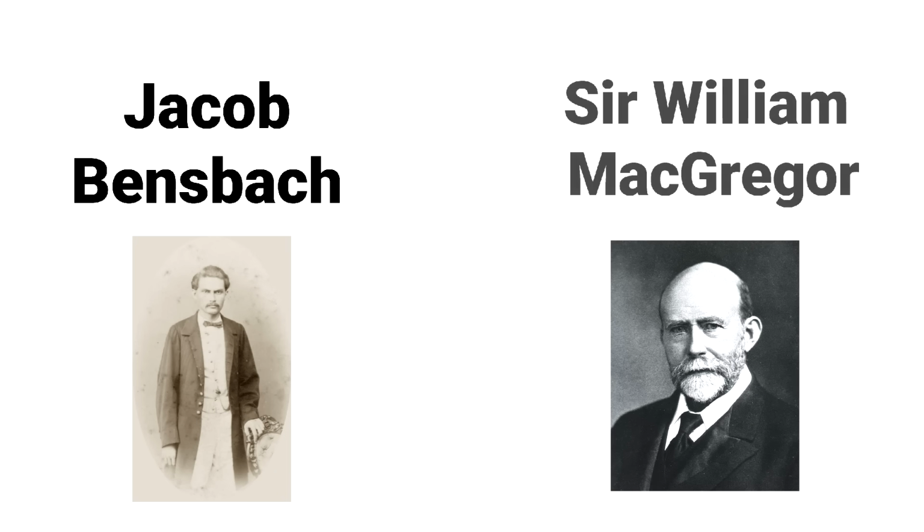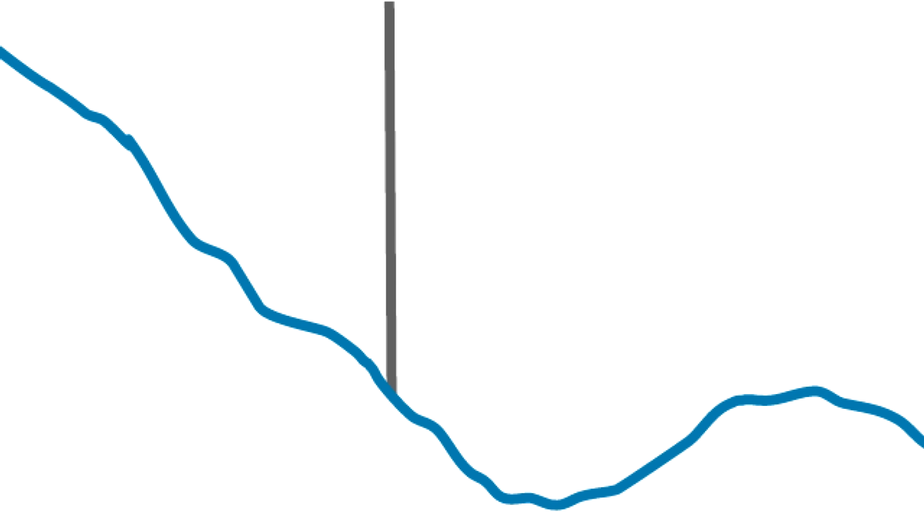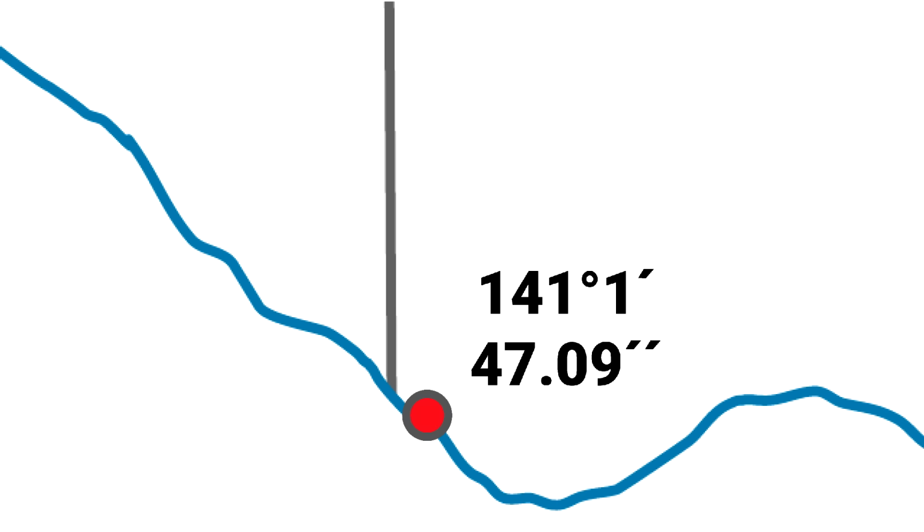In February of 1893, Dutch explorer and colonial official Jacob Bensbach and the administrator of British New Guinea, Sir William MacGregor, met on Thursday Island. They, along with a small staff, sailed from Thursday Island to the New Guinea border area. When they arrived, they made calculations to determine where they were. Their observations were taken at 141 degrees, 1 minute and 47.09 seconds.